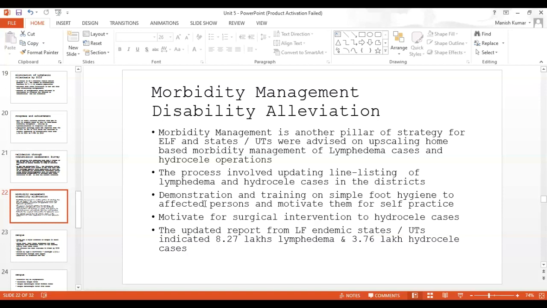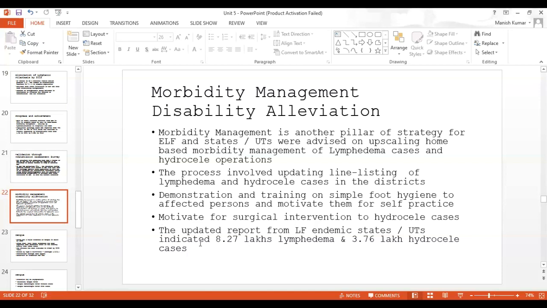very integral to the filaria control program, and the states are being advised on upskilling home-based morbidity management of lymphedema cases and hydrocele operations to be done. The process involved updating the line listing of such lymphedema and hydrocele cases district-wise, demonstration and training of how they can ensure the hygiene of the feet. In some states you will see a kit being given, a soap, a soft towel, and a cream to be applied after washing those lower limbs. Then try to motivate those clients for undergoing surgical interventions, especially for hydrocele operations.